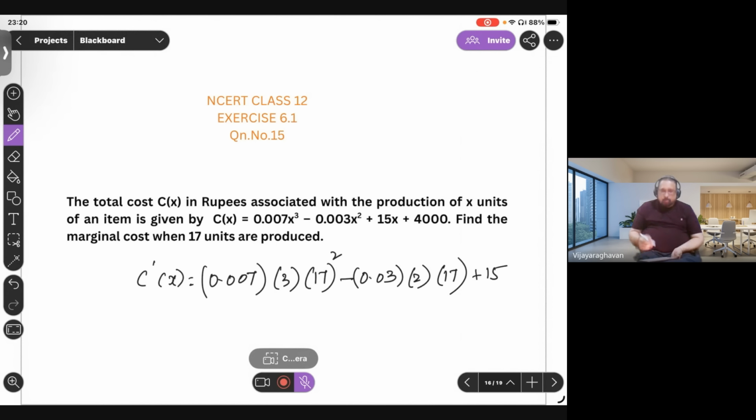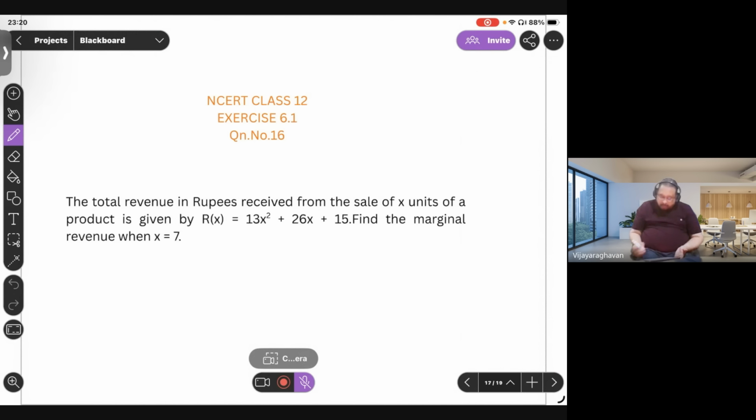So the remaining numerical part is very easy. You please work it out. I don't want to spend much time, because there is nothing in it. Fine. So similarly this one also. Marginal revenue R dash x, so 26x plus 26. Put x is 7. That's all. You will get the answer.